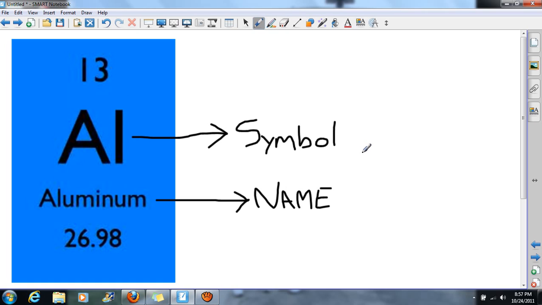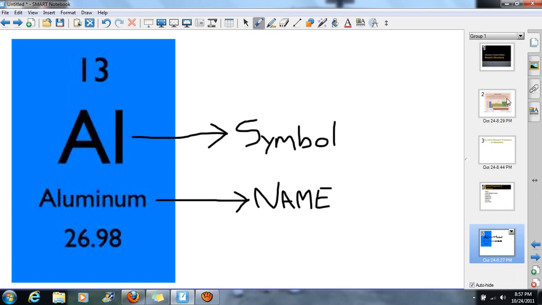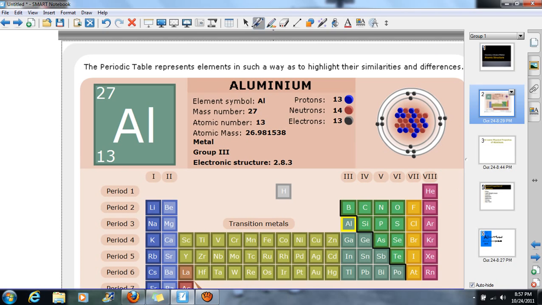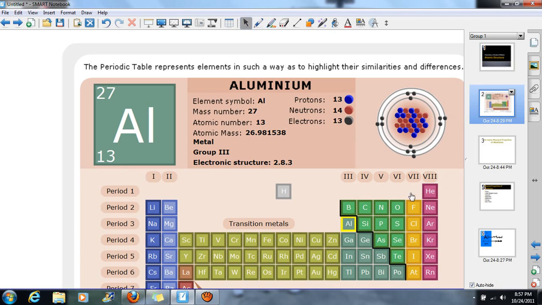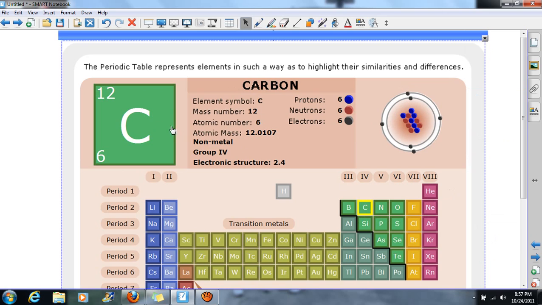If it's just one symbol, like with carbon, let's go back up really quick and take a quick look. If it's symbols of things like carbon, you'll notice it's just a capital C. So if it's one letter, that first letter is always capitalized. Another example is nitrogen, just a capital N, or boron, which is a capital B.